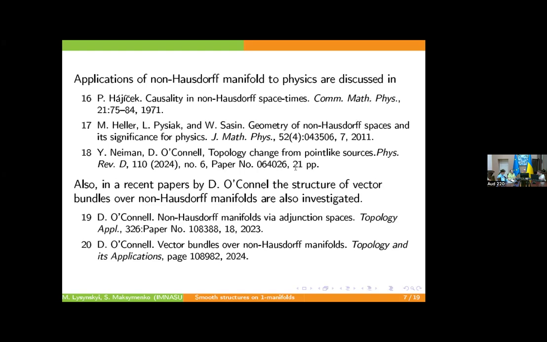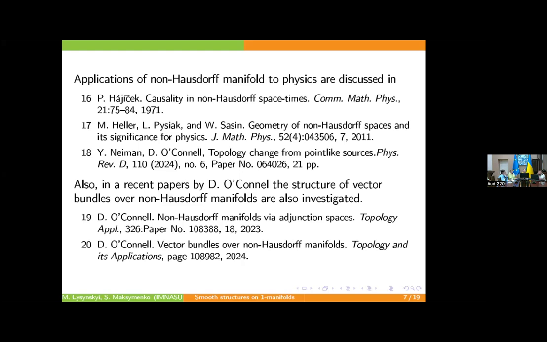And you see maybe the last results in these years. These are the results by O'Connell. He proved some constructions like vector bundles over non-Hausdorff manifolds. You see here, and this is the last paper by him which I found on the internet. Yes, this is also topology change from point-like sources. So this is also some physical paper.